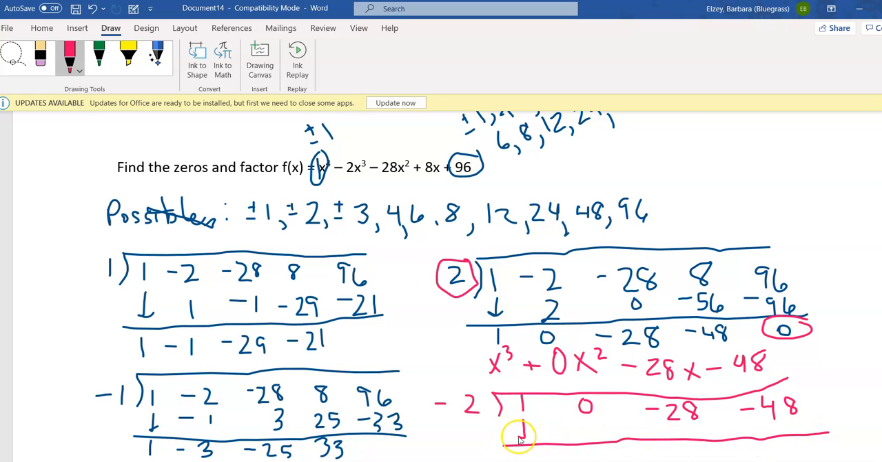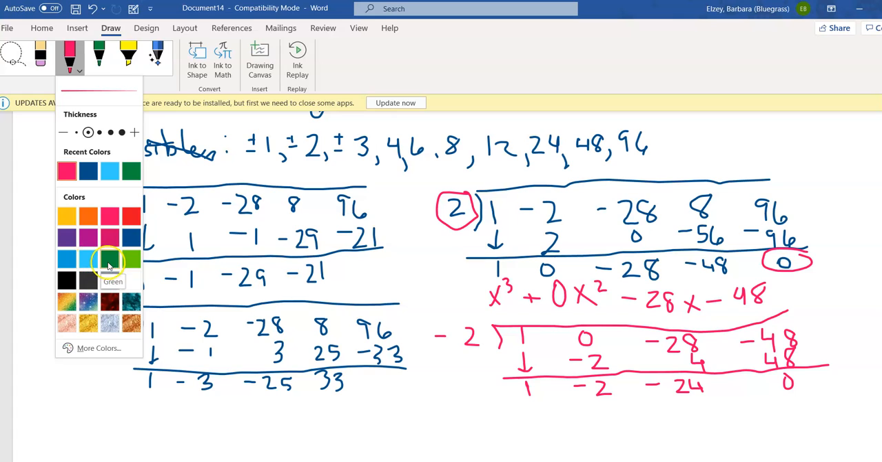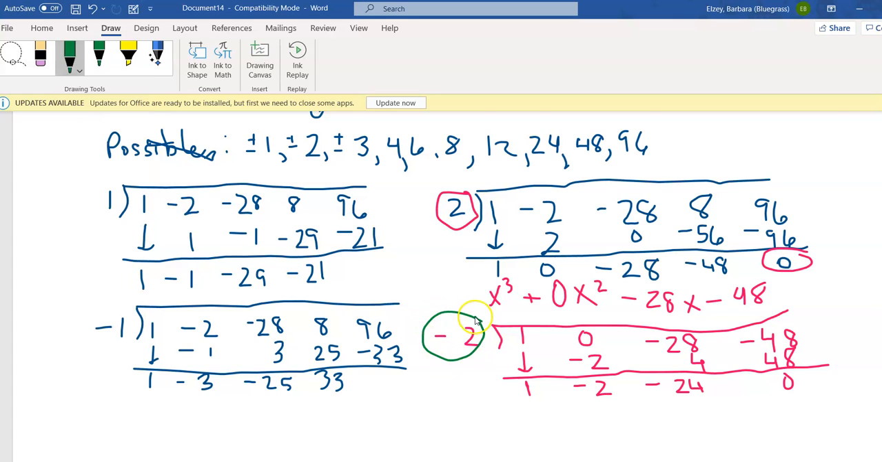Bring down the 1. And let's multiply, add, multiply, add, multiply, add. So negative 2 times 1 is negative 2. Add the column, we get negative 2. Negative 2 times negative 2 is 4. Add the column, we get negative 24. Negative 2 times negative 24 is 48. And we have found a second 0. All right, so our second 0 is negative 2.